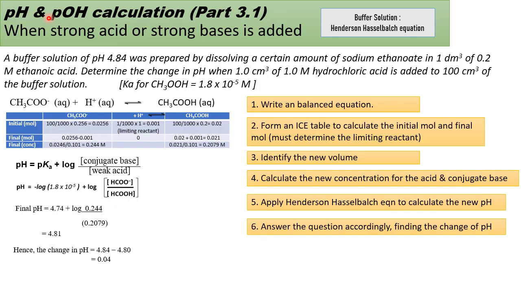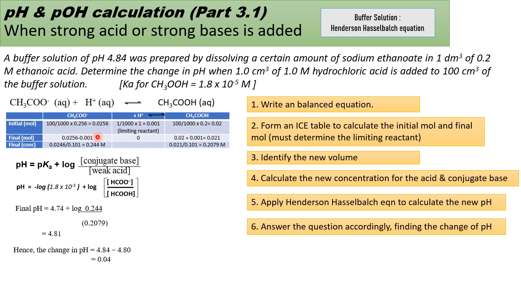Next, still the calculation of pH and pOH related to buffer solution. In this case, when strong acid or strong base is added, what happens to the pH of the buffer solution? Of course, the total volume is changed. The initial moles of the solution have to be calculated. So we need to calculate the initial moles of the base, meaning the salt, the conjugate base, and the initial moles of the acid. And then this is the number of moles of strong acid added. Normally the strong acid or strong base added is the limiting reactant.